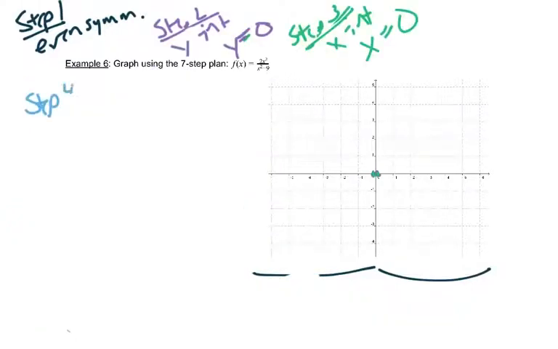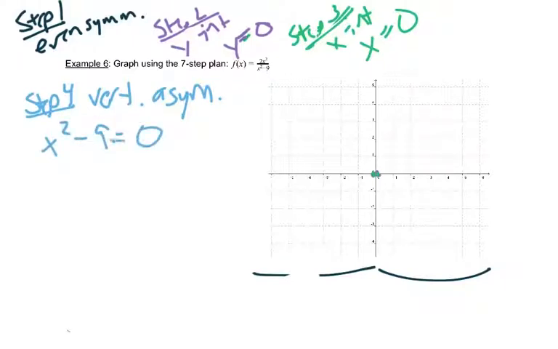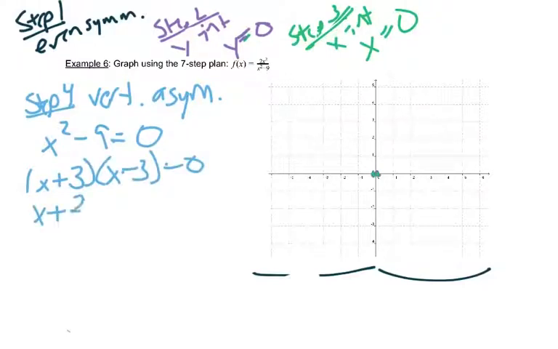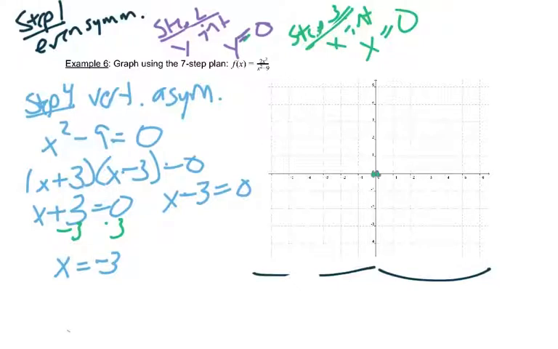So again, let me create some more space for the last couple steps. Now let's look at step 4, and that's our vertical asymptotes. To find the vertical asymptotes, we take the denominator and set it equal to 0. This can be factored. Set each factor equal to 0. We'll subtract 3 from both sides: x is equal to negative 3. And then we'll add 3 to both sides: x is equal to 3.